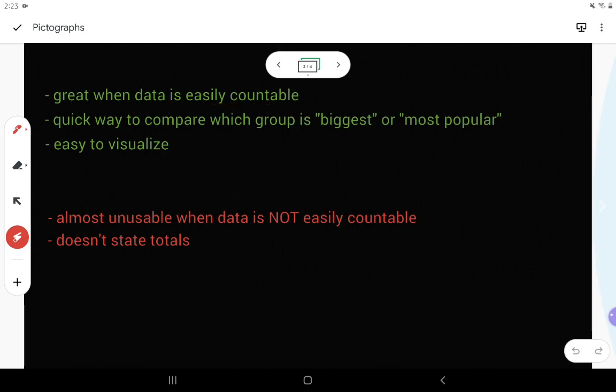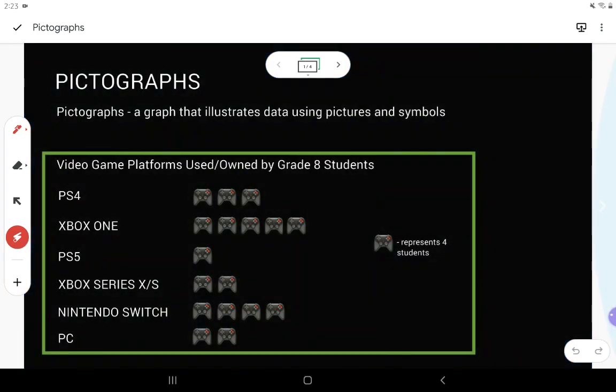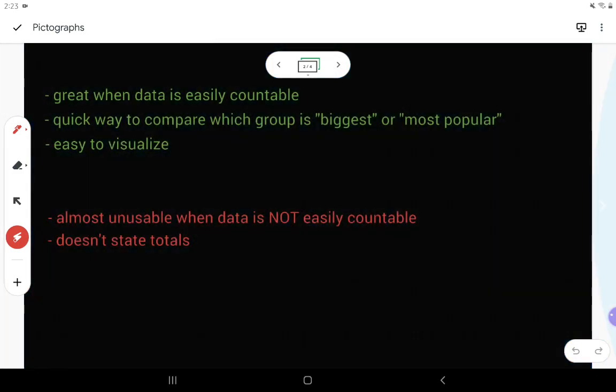It's a very quick way to compare which group is the biggest or the most popular. So if you look back really quickly, it was very easy to see that most people had the Xbox One. That was the largest grouping. Okay. It's also very easy to visualize, right? Having those pictures makes it easy and maybe more accessible for people to understand what's going on in the graph.